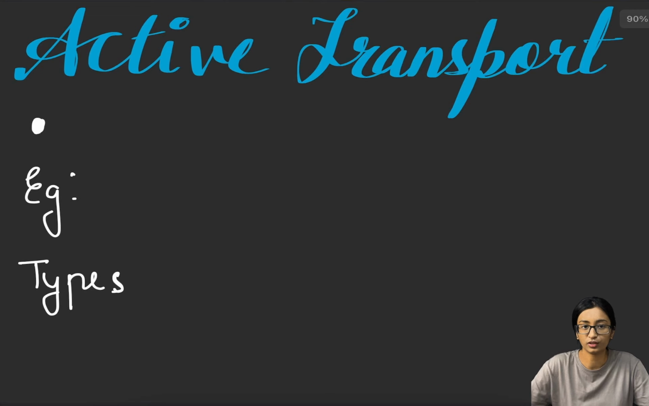In this section of the video, we will be studying active transport. So what is active transport? In active transport, molecules go from low concentration to high concentration. Obviously, when they're going from low to high, they require energy. Hence, it requires energy in the form of ATP. Or in the bookish term, we can say it is uphill movement.